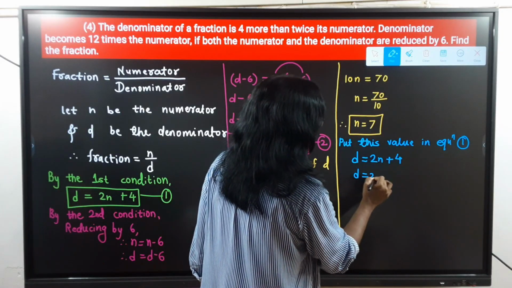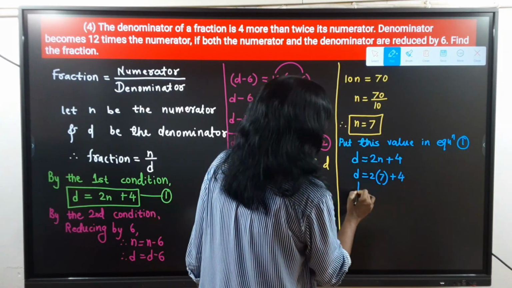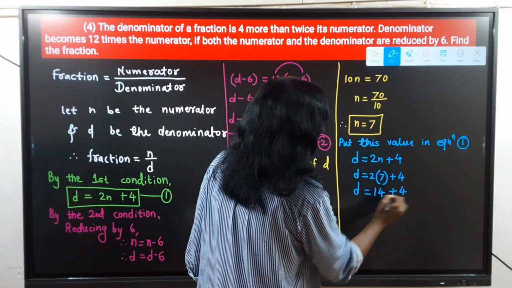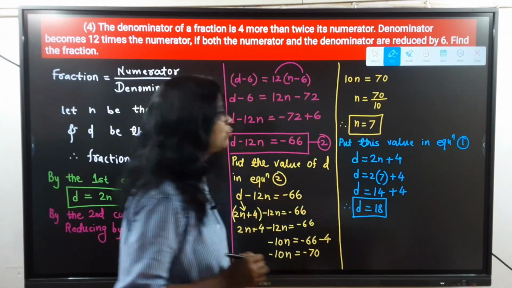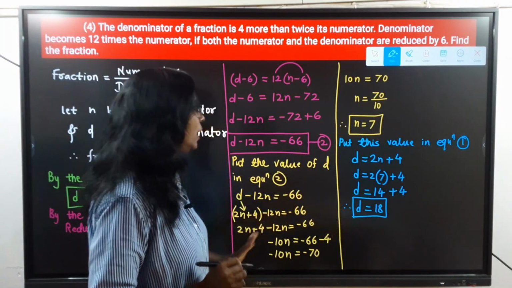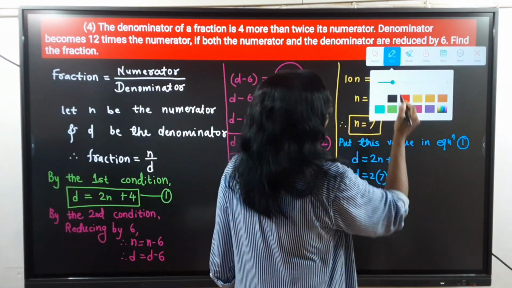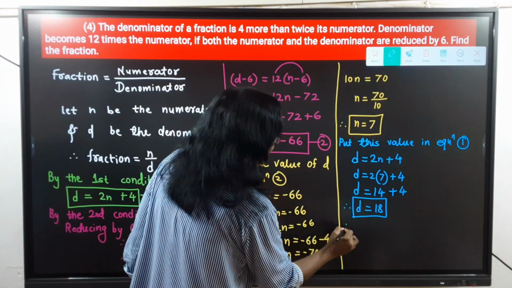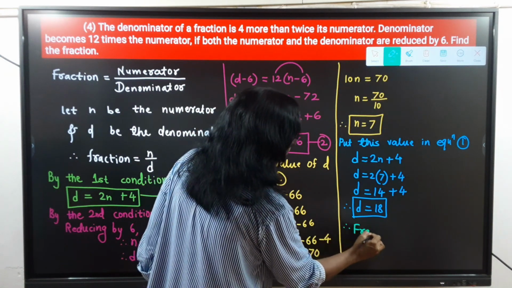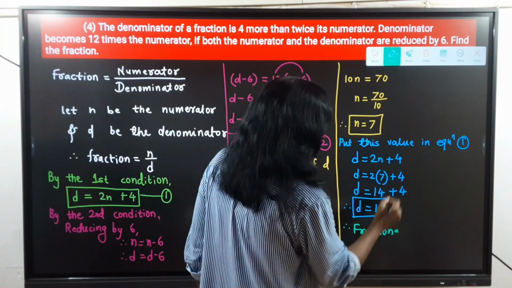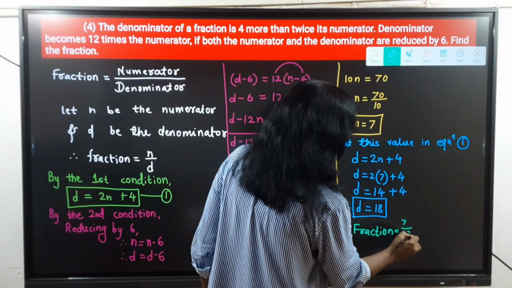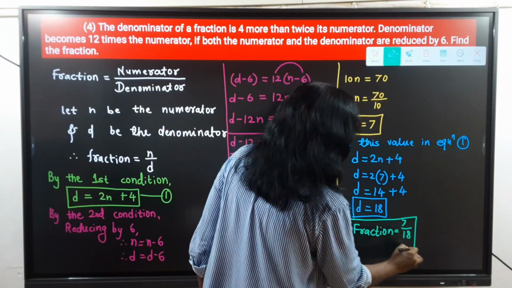Therefore d is equal to 2 multiply 7 plus 4. So d is equal to 14 plus 4. Therefore d is equal to 18. Now students, we have the value of numerator and value of denominator. So finally we say that fraction is equal to n upon d. That means 7 upon 18. Fraction is equal to 7 upon 18.